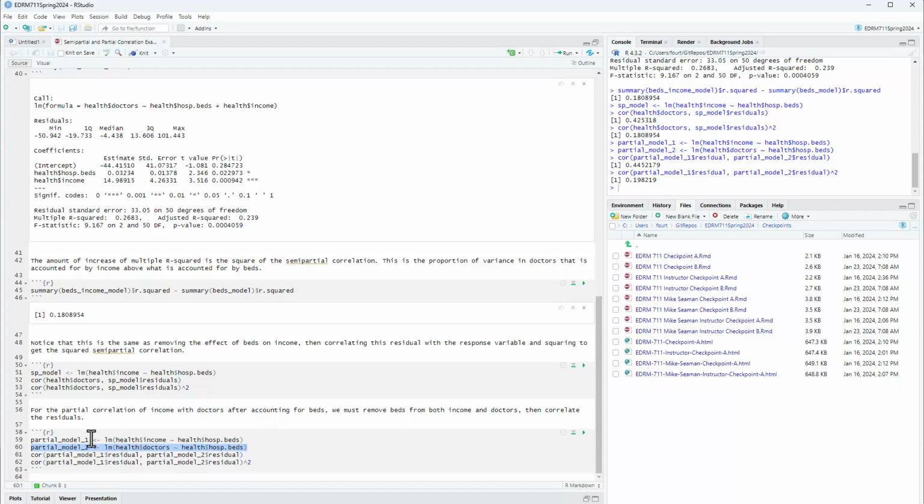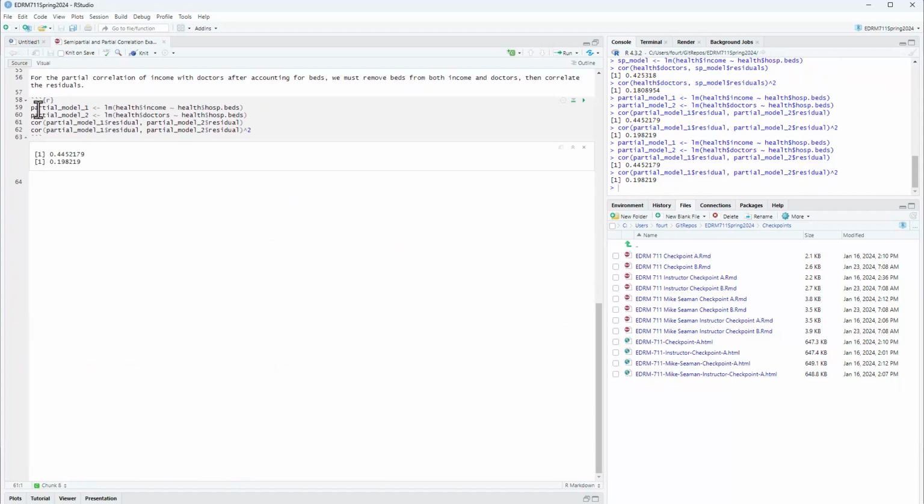I call this partial model 1 and partial model 2. And what I do here on line 61 is I correlate the residual of partial model 1, that is, income after beds has been removed, with partial model 2, that is, doctors after beds has been removed. And what I get is how much correlation I have of income to doctors when beds have already been accounted for. So let's go ahead and see what that is. It's 0.45.